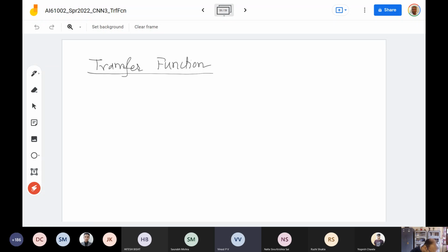Okay, so now let me come to it. Any doubts from what we covered till now, or can I move to transfer function? Okay, then let's move to transfer function.